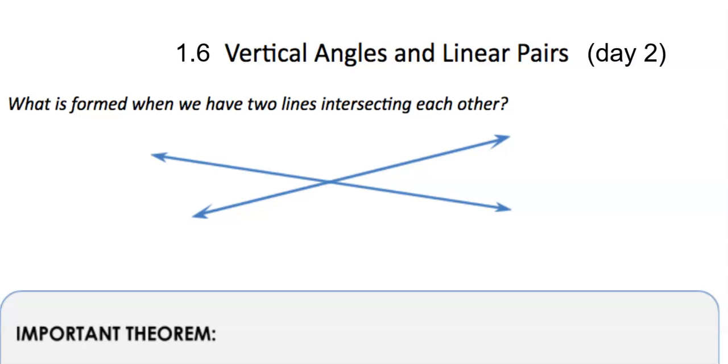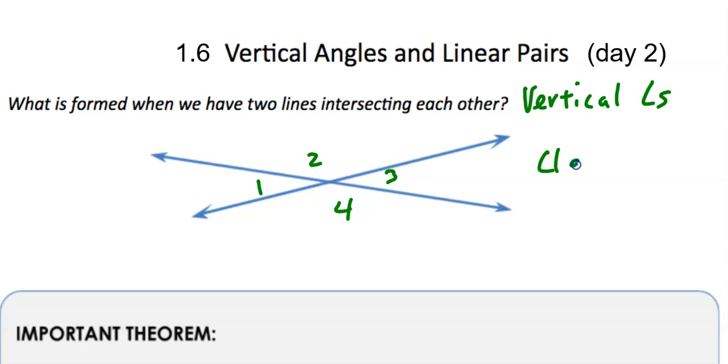So let's start off with this problem here. What is formed when we have two lines intersecting each other? Hopefully some of you might already know this, some of you might not, but we have vertical angles. So if I label these angles, notice they're made up of two straight lines, okay? And the vertical angles are what form the X.